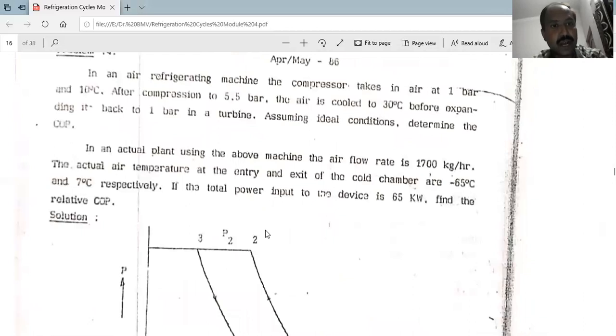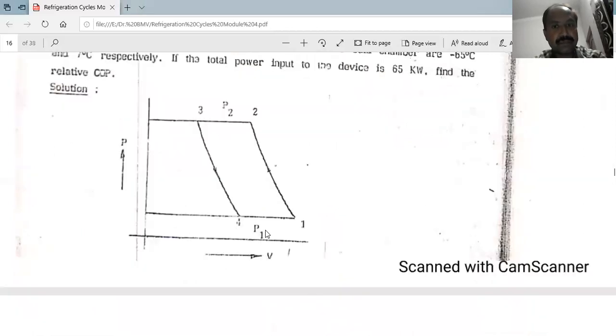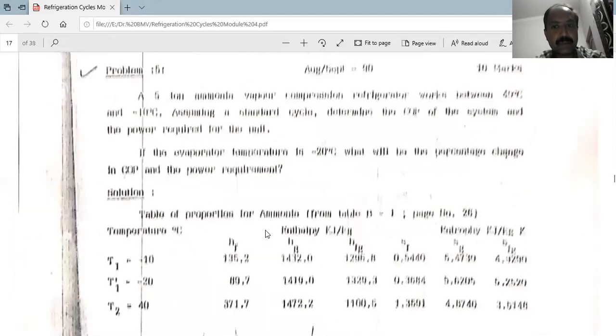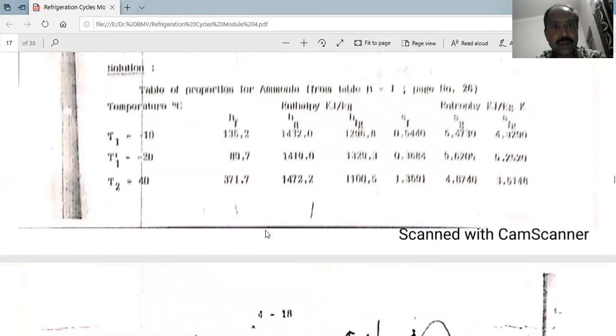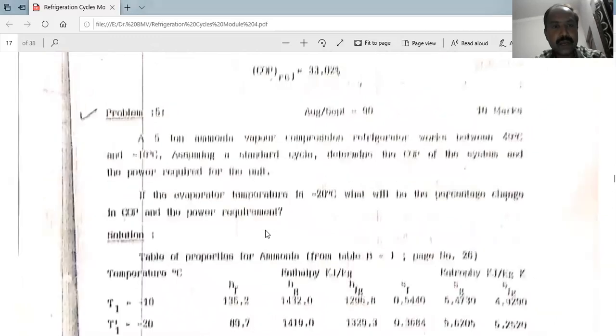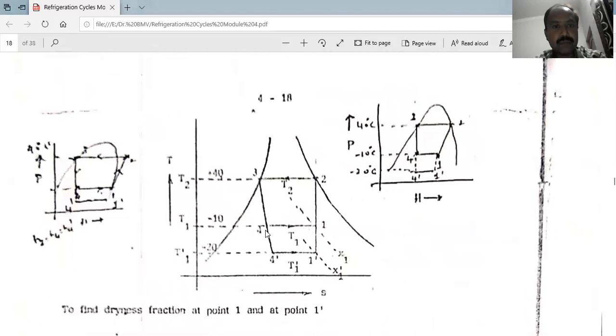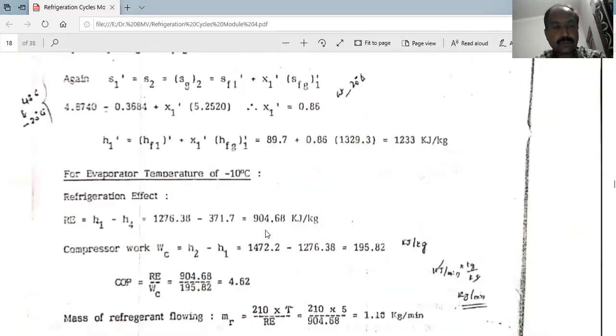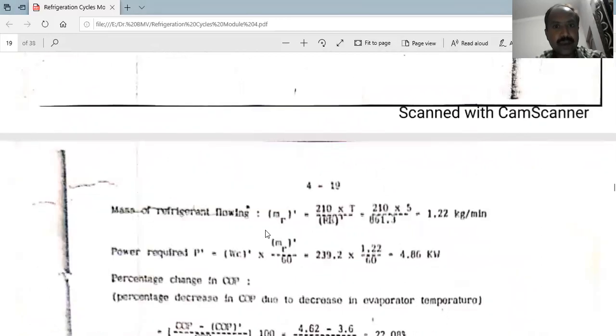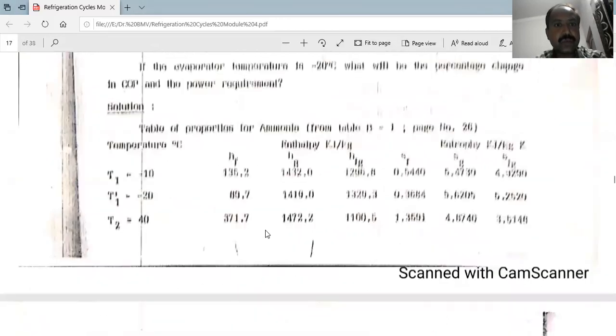Okay, this is another problem. I will stop it here. In the next class I will continue with these two problems.